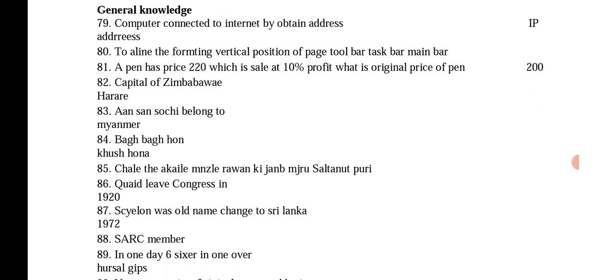Quaid-e-Azam left Congress in 1920. Ceylon is the old name of Sri Lanka. The famous tea of Sri Lanka is Ceylon tea, which is often written on the shirts of the Sri Lankan cricket team. Its name was changed from Ceylon to Sri Lanka in 1972, the same time at which Pakistan was at war with India.